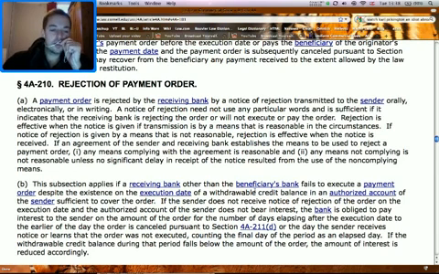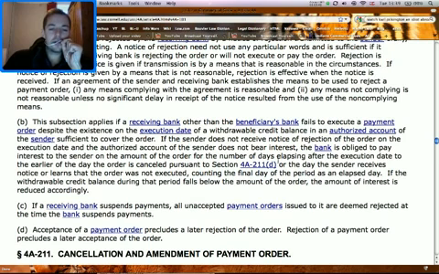If notice of rejection is given by a means that is not reasonable, rejection is effective when the notice is received. If an agreement of the sender and receiving bank establishes the means to be used to reject a payment order, 1. Any means complying with the agreement is reasonable, and 2. Any means not complying is not reasonable unless no significant delay in receipt of the notice resulted from the use of the non-compliant means.